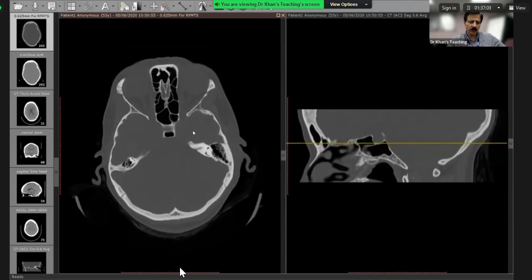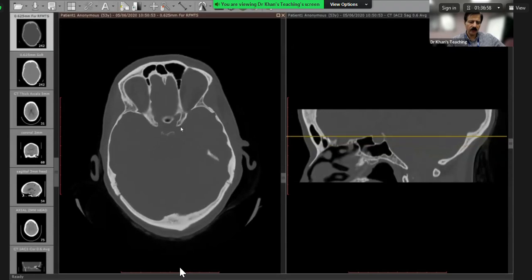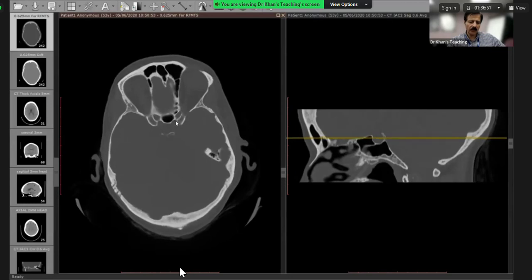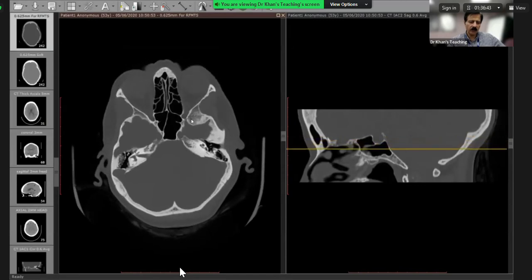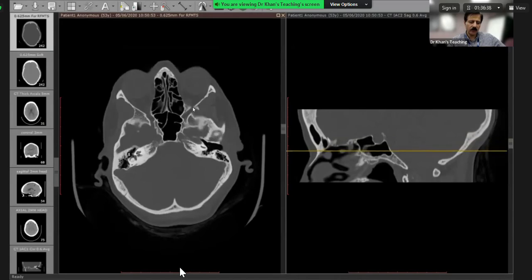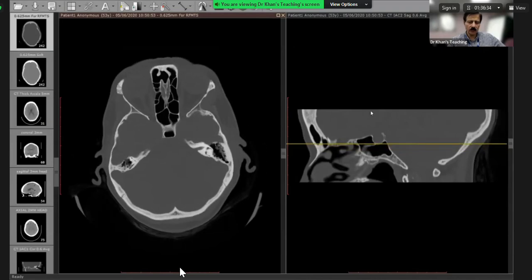fossa. As far as the orbit is concerned, if we go superiorly, here we are: posterior clinoid process, anterior clinoid process. This here has to be the optic nerve and canal. As I come inferiorly, this gap here is the superior orbital fissure. And as I come more inferiorly, just at the level of the foramen rotundum, is the inferior orbital fissure. So we will go to a coronal.